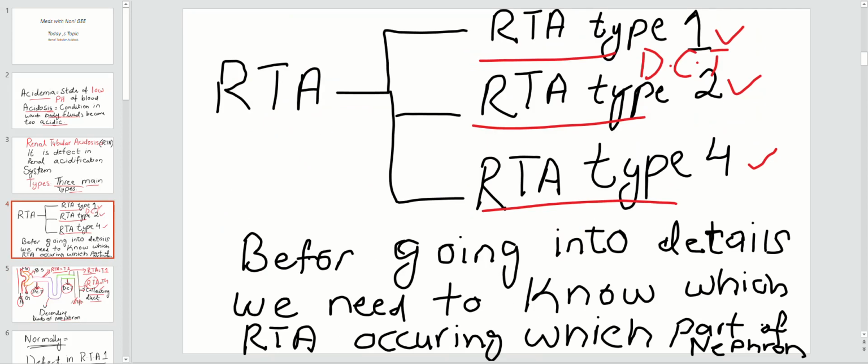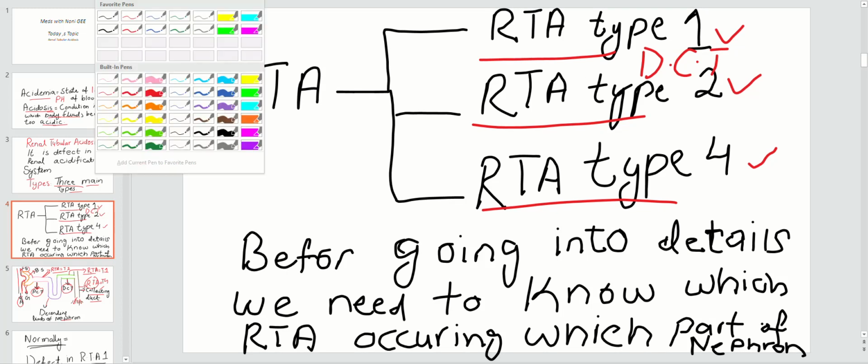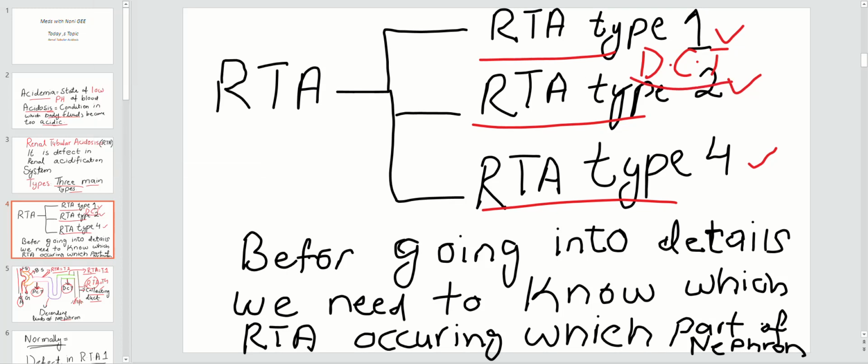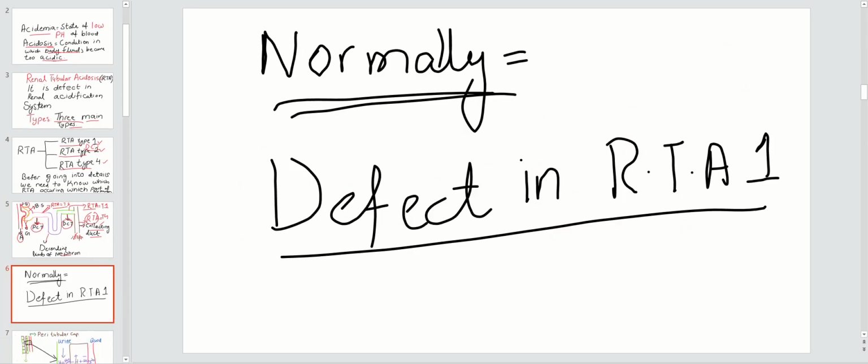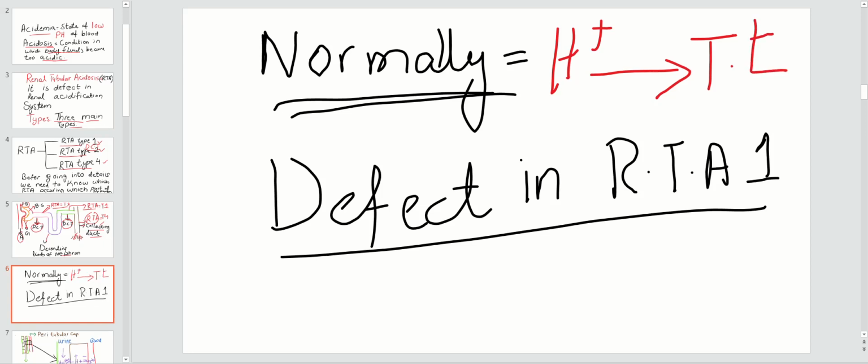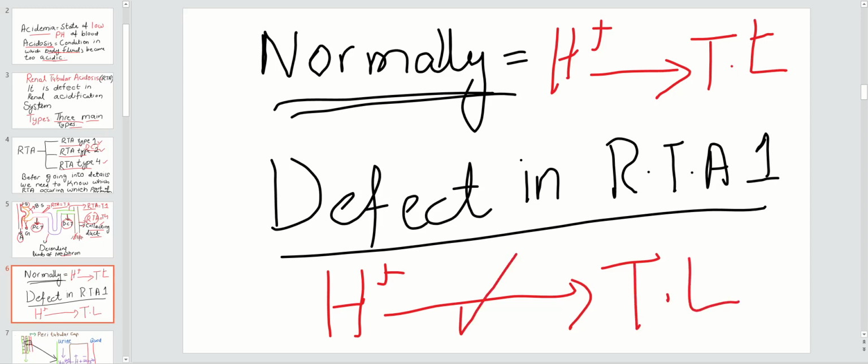That's why over here I have already written that you are dealing with type 1 in this lecture. So this is occurring in the DCT, right? Now I need to tell you what normally happens, then what the defect is. Normally, hydrogen ions are excreted into the tubular lumen. So what is the defect in RTA? These hydrogen ions are not excreted into the tubular lumen.